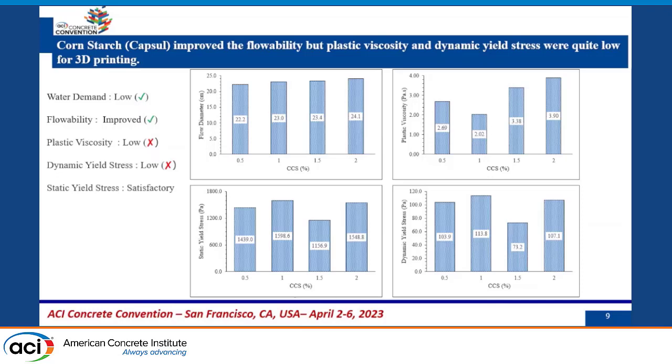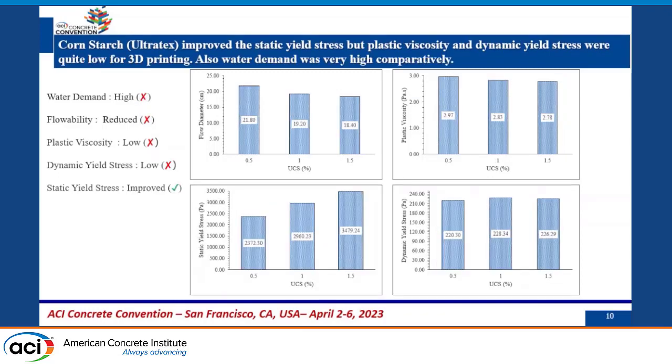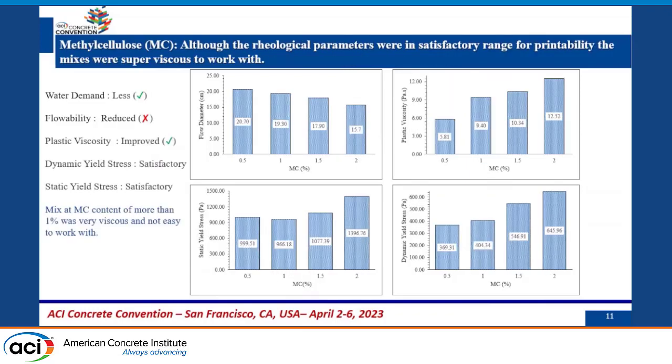With the cornstarch of the Capsule brand, the water demand was quite low and flowability was significantly improved. But the main rheological requirements, that is plastic viscosity and dynamic yield stress, were quite low, so it doesn't satisfy the requirement to be 3D printable. Similarly, with the second cornstarch, the water demand was quite higher and flowability was reduced, and we experienced the same problem with plastic viscosity and dynamic yield stress, but static yield stress was improved significantly in this case.